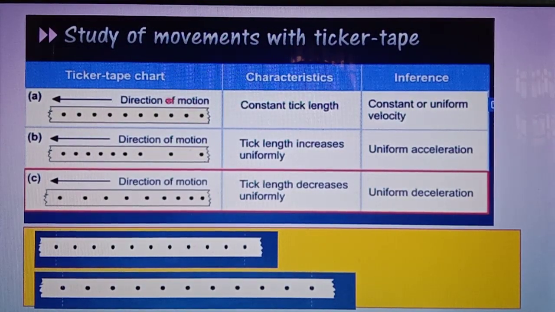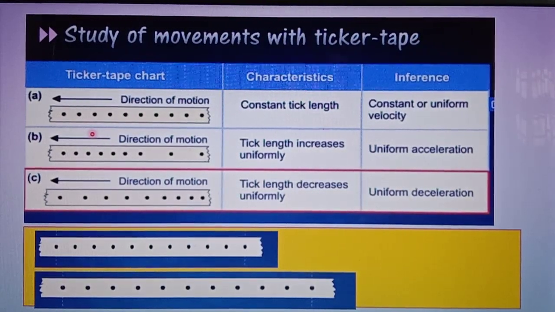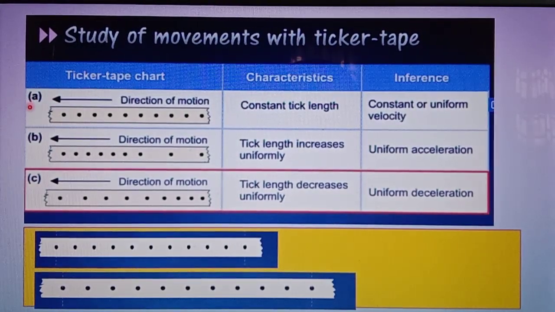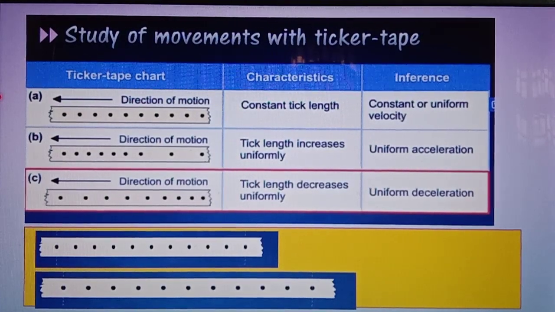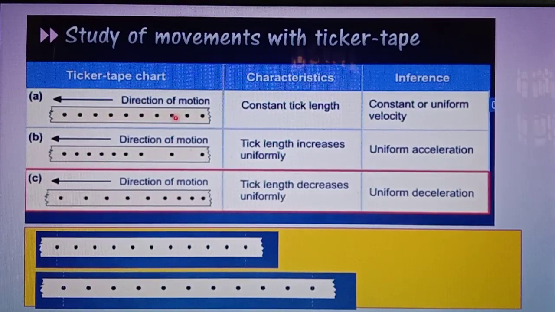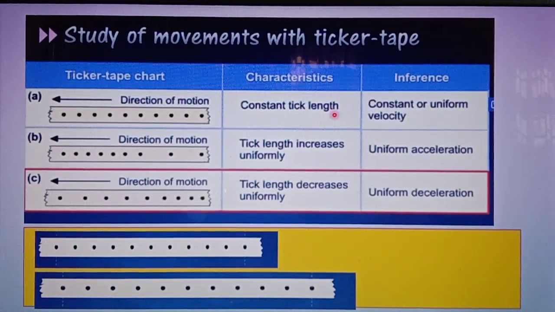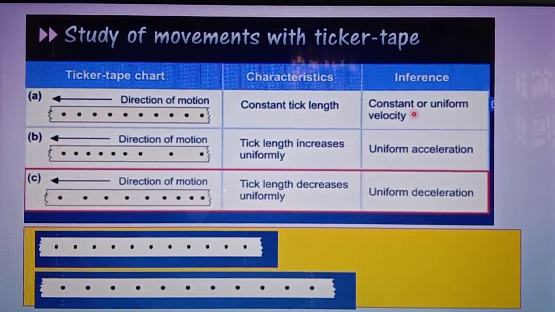Based on the ticker tape that we get from the activity when you use a ticker tape and ticker timer, we can analyze motion based on the dots produced. Look at the first one, A. Direction of motion is to the left, meaning the first dot produced is the one at the left side. So this is the first dot produced. From the first dot, you can look at what happened to the distance between two dots. The distance between two dots is constant. We call it constant tick length. So what can we infer from the ticker tape? Meaning the object is moving with constant or uniform velocity.